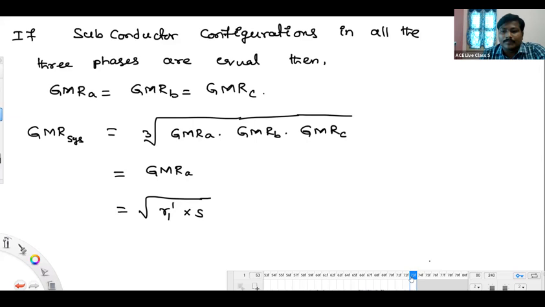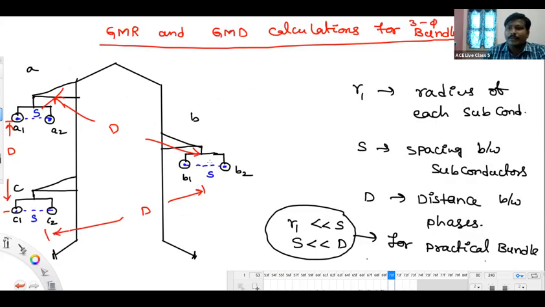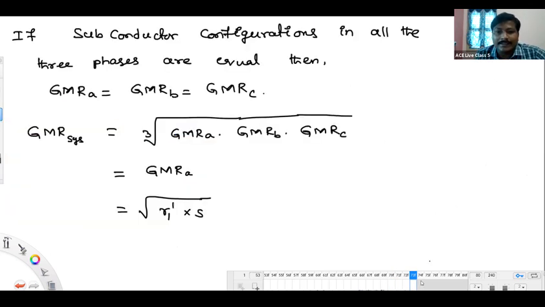For example, if you have three subconductors, then how will be the GMR? Rather than two, if you have three subconductors, then how is the GMR? At that time, we have to calculate GMR of A1, A2, A3. Geometric mean of these three will give GMR of that particular phase. Similarly, if you have four subconductors also. We'll take up those things in problems.